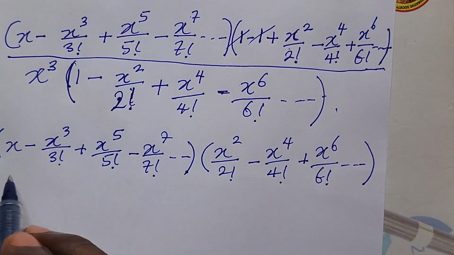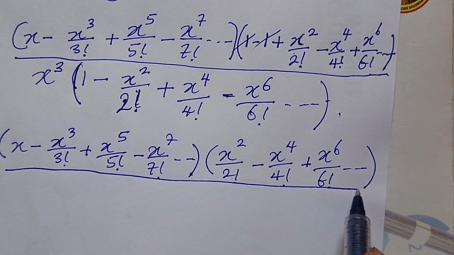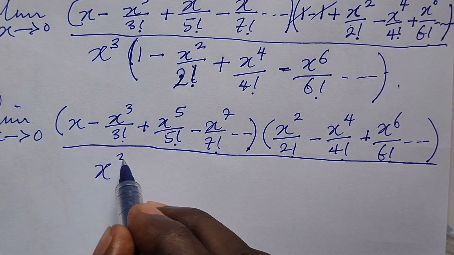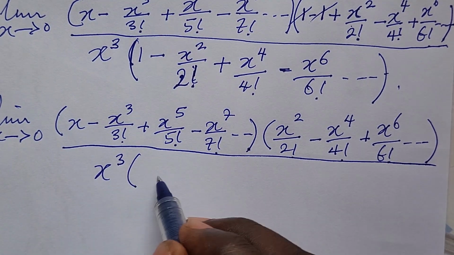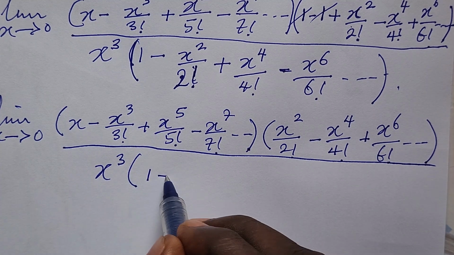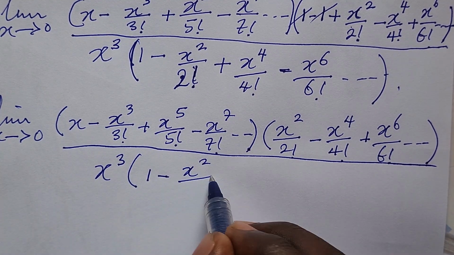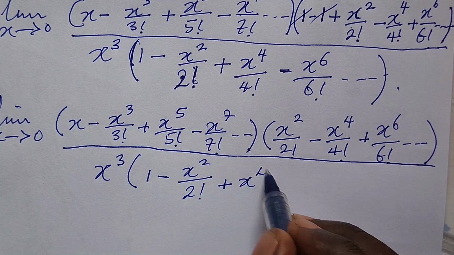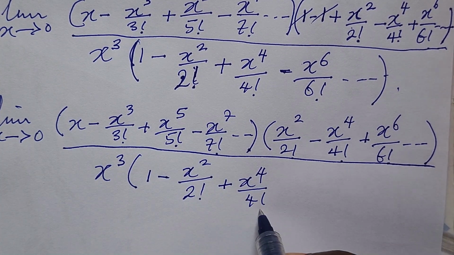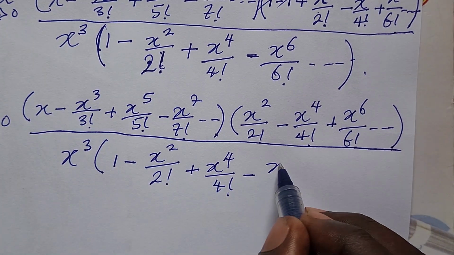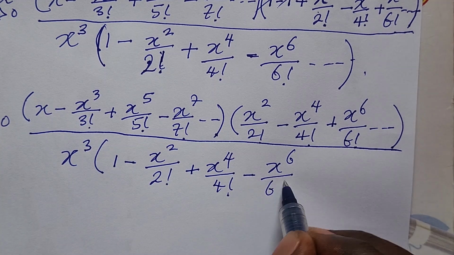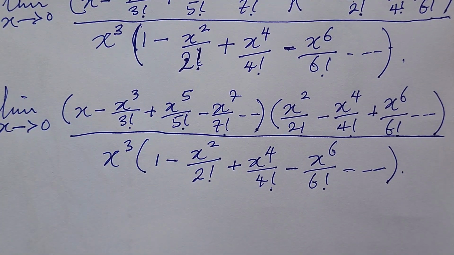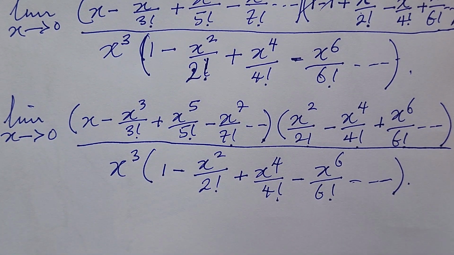We can close our bracket, everything all over x to the power of 3 into 1 minus x to the power of 2 all over 2 factorial, then plus x to the power of 4 all over 4 factorial, and minus x to the power of 6 all over 6 factorial, dash. Let's close this. Okay, are we seeing something playing out here?